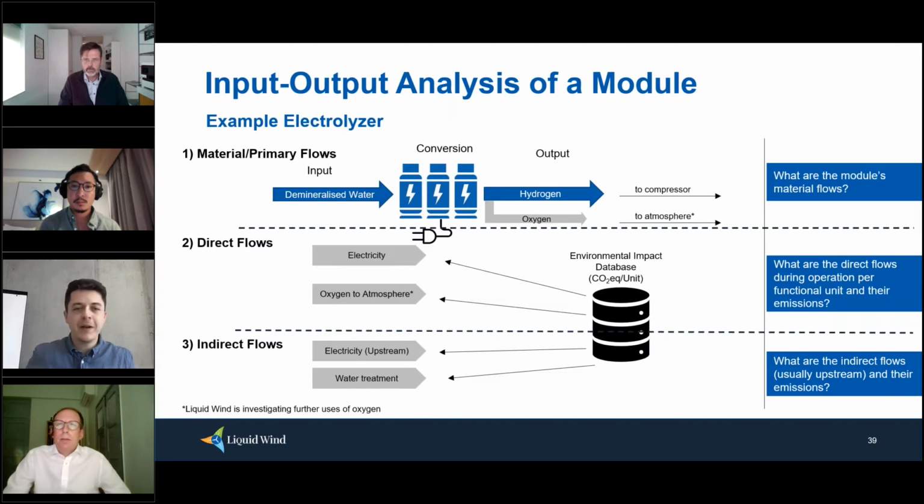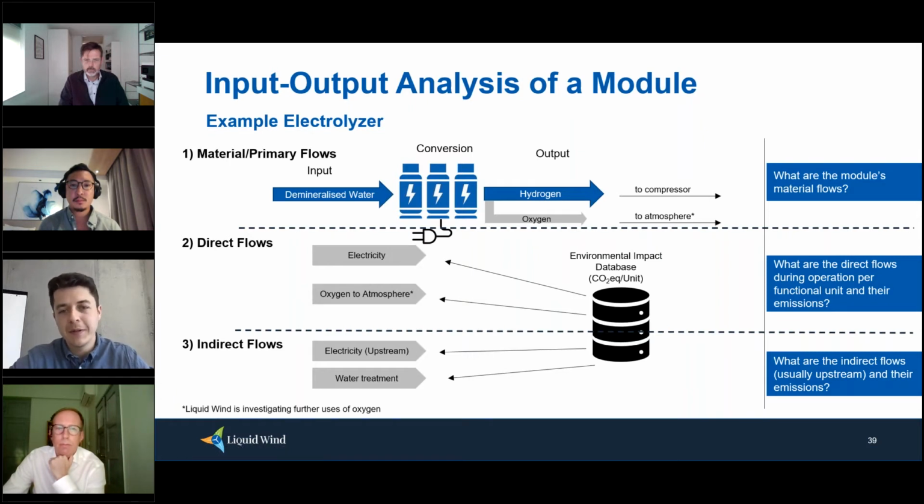Just to quickly explain how an input-output analysis can look like. For us, we always look first at the material flows in each module. So you look what's actually happening. For an electrolyzer, this would be we have water as an input, and then it's converted into hydrogen, which will go into the compressor, and to oxygen, which is either released to the atmosphere or can be used in other industries, if there is an off-taker. Then in a second step, you look at the direct flows, what is needed and what is actually emitted into the atmosphere. In this case, the electrolyzer runs on electricity, and we have an emission of oxygen to the atmosphere.